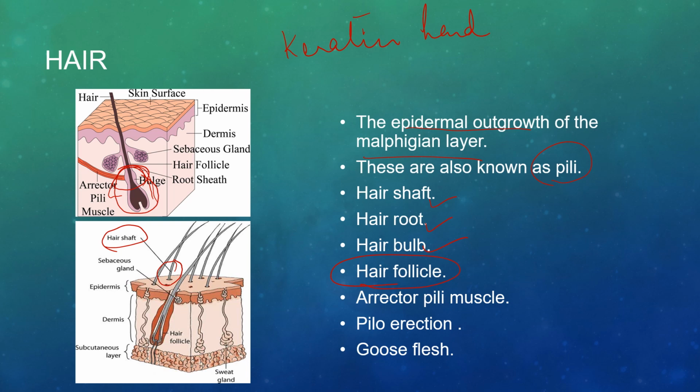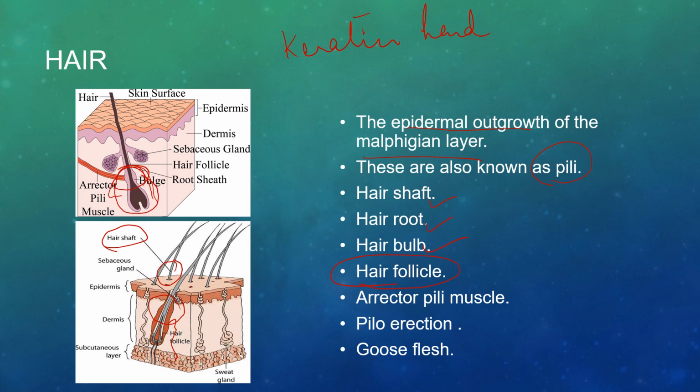That bulb is the only living tissue of the hair. Down from the hair bulb there is the hair follicle. So first the bulb is formed, which is the only living part of the hair, then below that is the hair follicle, and above that is the hair shaft. The shape of the shaft will tell you whether the hair will be curly or straight. Is it clear to all?